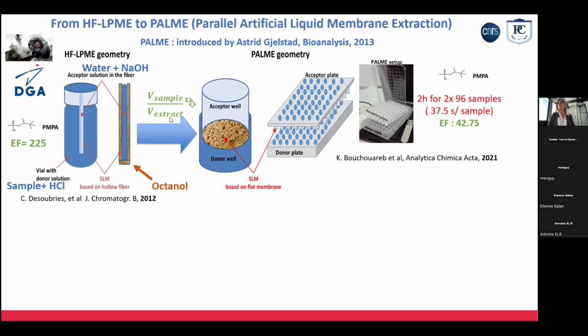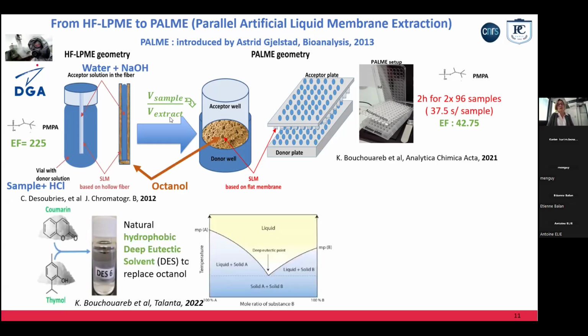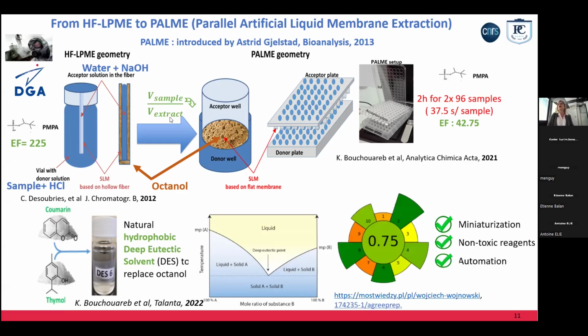Octanol is not the worst solvent that we can use in terms of green chemistry, but we decided to replace octanol by another type of solvent. It is a hydrophobic eutectic solvent. You can obtain such type of solvent by mixing, as an example, natural products such as coumarin or thymol. You will obtain a new organic and green solvent. And with this, we were able to obtain a very green method.